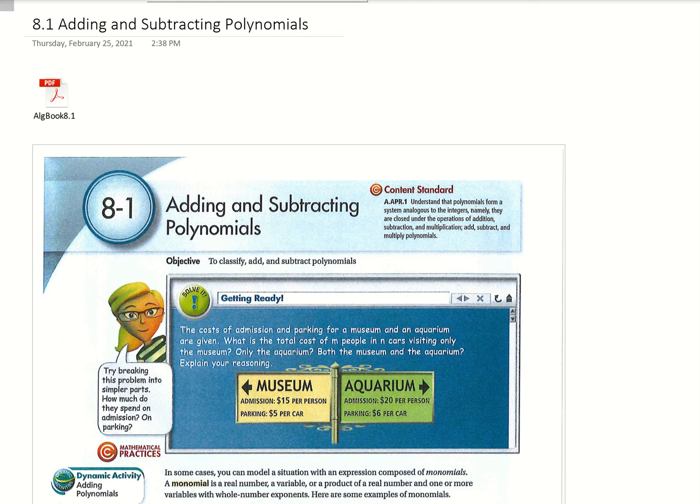What's up, Algebra? Today we are going to start on Chapter 8. Chapter 8 is where it starts to get really interesting as far as diving really deep into algebra. This, I remember, was a big part of Algebra 2.